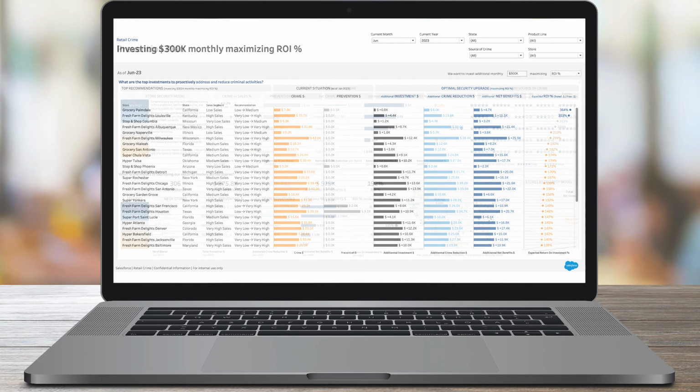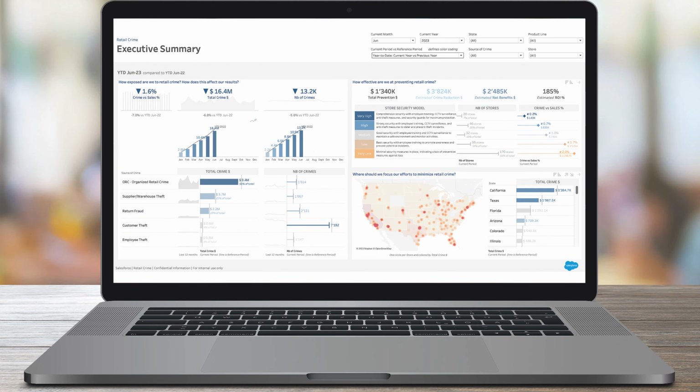Use this accelerator as a starting point and customize it to meet your specific needs.